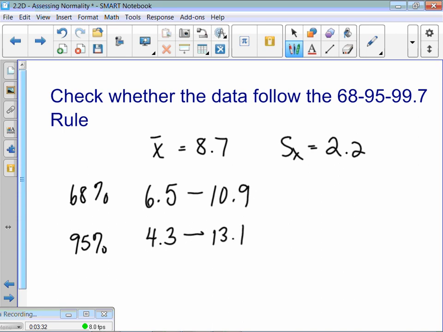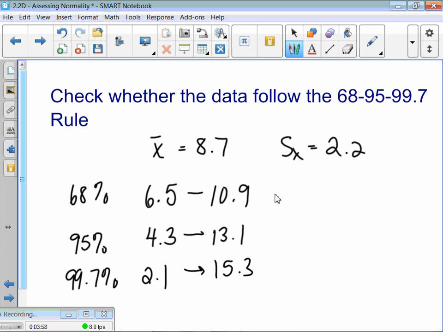So what percent of the data falls in that range? Okay, and then for 99.7% of the data, we subtract another standard deviation. So minus 2.2 would be 2.1, and adding 2.2 would be 15.3. You would count all the numbers, right? We did this the other day with the dots, so I'm not going to go back over this, but you would see how accurate that was. Does that make sense? That's one way to check.